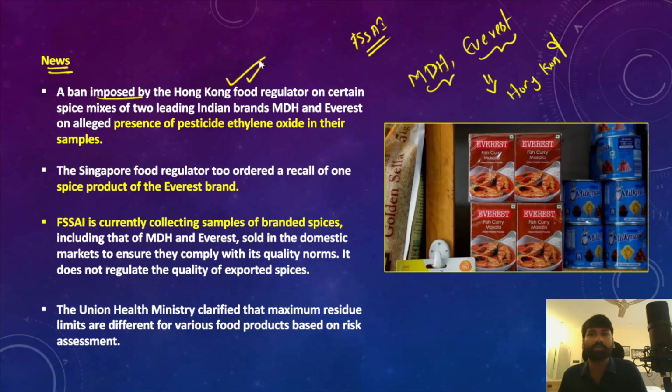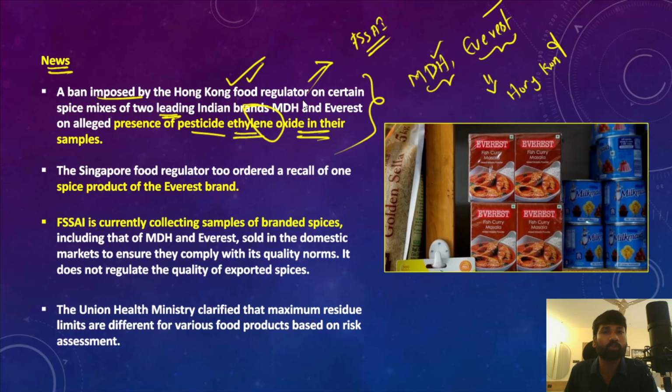However, the Hong Kong food regulator has imposed restrictions on both MDH masala and Everest masala, because these spice mixes have a higher presence of pesticide, that is ethylene oxide, in their samples. Okay, so the food regulator in Hong Kong says that both MDH and Everest have a higher presence of the pesticide called ethylene oxide. So ethylene oxide is a pesticide residue, and in fact the pesticide residue is associated with several negative health risks, and because of that reason the Hong Kong based food regulator has imposed restrictions on both MDH and Everest. And followed by Hong Kong, the Singapore food regulator ordered a recall of one of the spice brands, that is the Everest brand, because it also consists of higher pesticide residue content, and because of that reason the Singapore food regulator has also followed the suit of the Hong Kong food regulator.